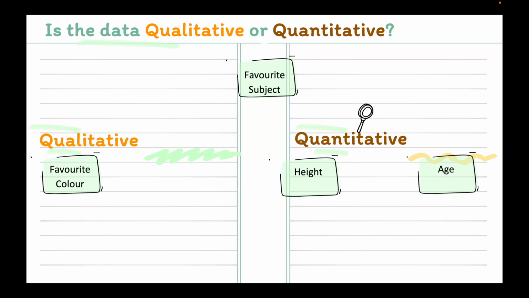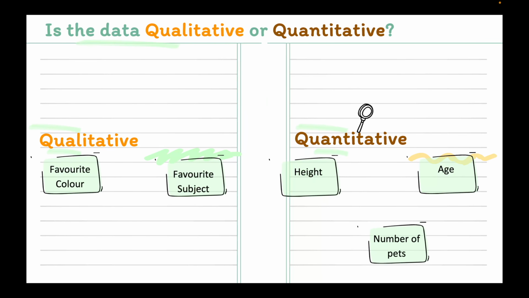Favorite subject, it describes your liking towards a subject. It's qualitative. Number of pets is a number. It's quantitative. Type of flooring, this could be flooring in your house, in your class. So it's describing the type of flooring. It's describing the quality of the flooring. So it's qualitative.